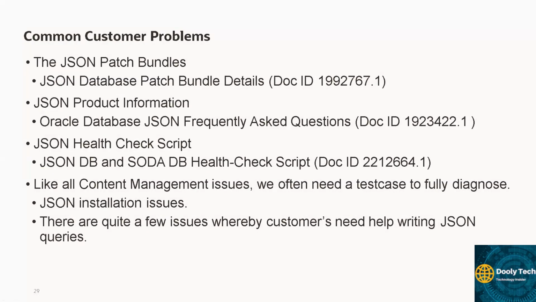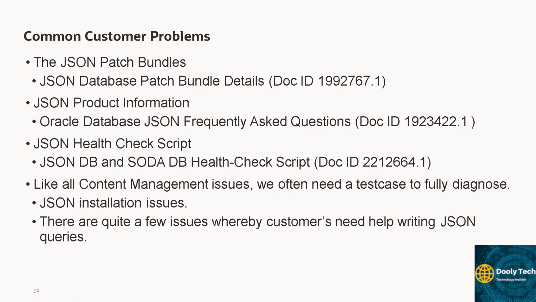Okay, so common customer problems. We have our notes. It was offered in 12.1.0.2. We did have some JSON patch bundles, which are basically a large number of fixes, and we merged that into DBRUs. We have some frequently asked questions, and we have a JSON health check script now, like we have for all our components.